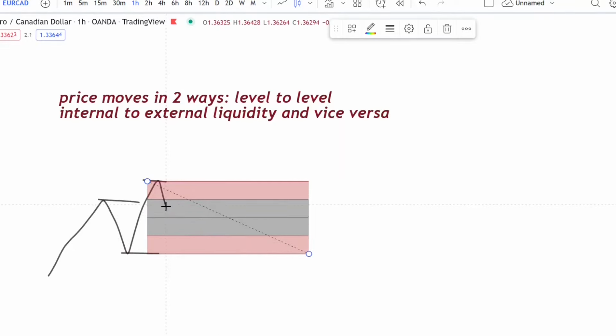So what happens is price can move level to level. So price can come back. So price can come here, close below, come here, move within the levels.